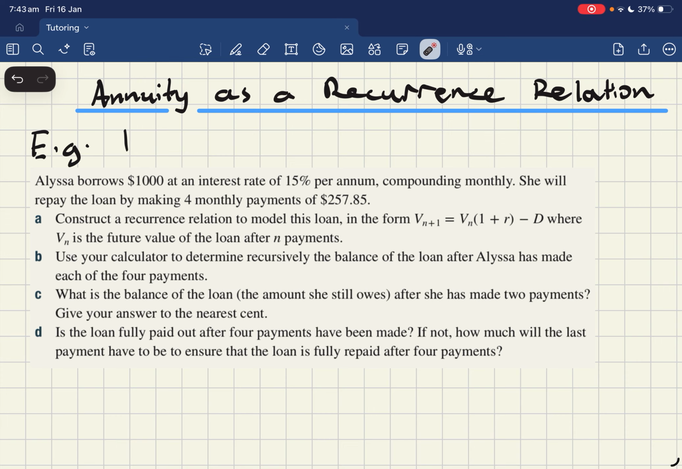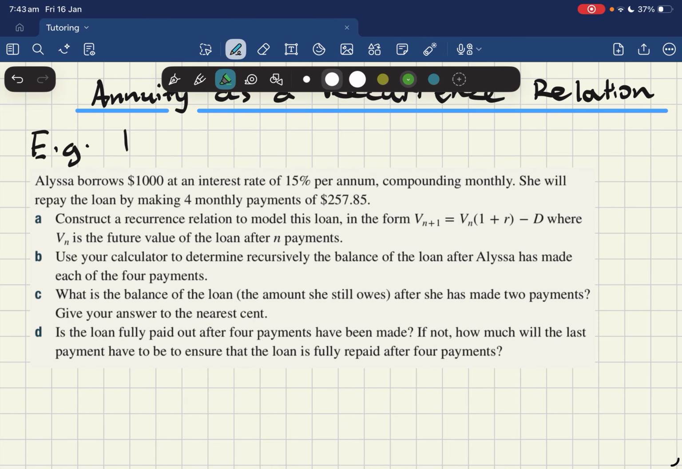Here we are going to do some practice questions on our recurrence relation. We'll go straight into it because we've already talked about the formulas in the previous video. But this question says, just underlining the key features, Alyssa borrows $1,000. Now look for the key words. Anytime someone's borrowing something, we are thinking in terms of a loan.